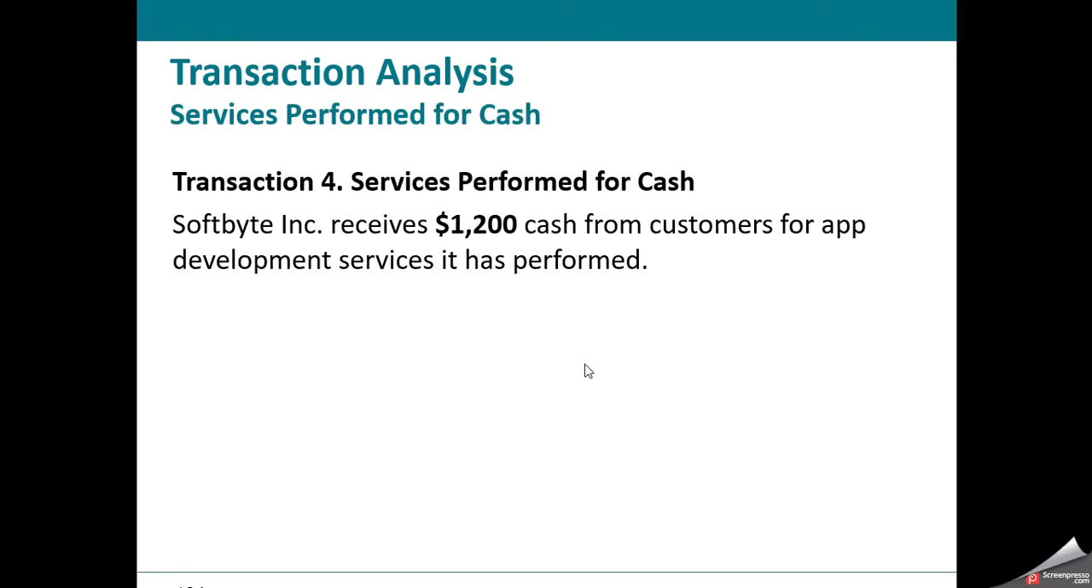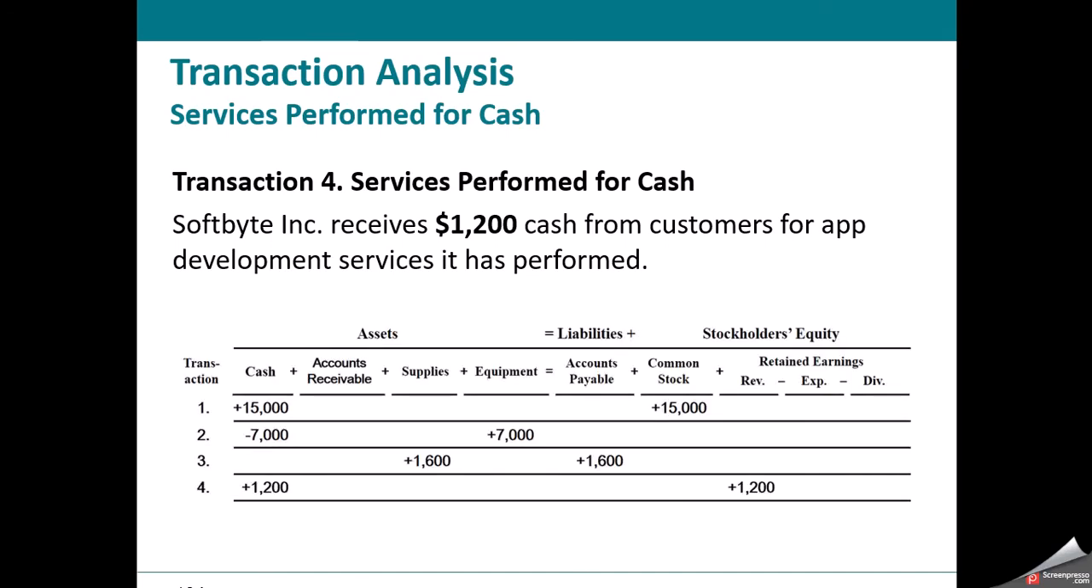Okay, then we receive $1,200 in cash from customers for services that we have performed. If we've performed those services, that's revenue to us. So if we come over here into our retained earnings section, our revenues go up, and then we were paid cash, so our cash goes up.